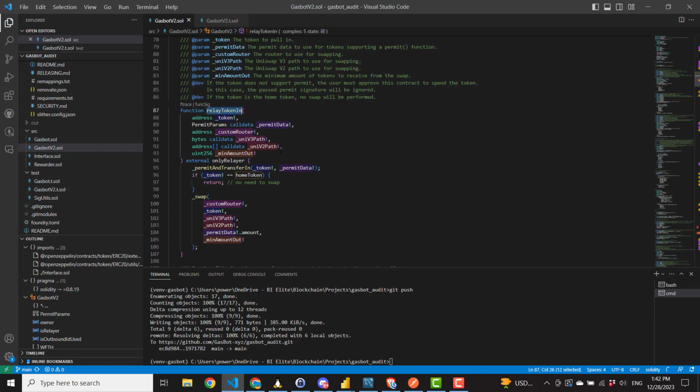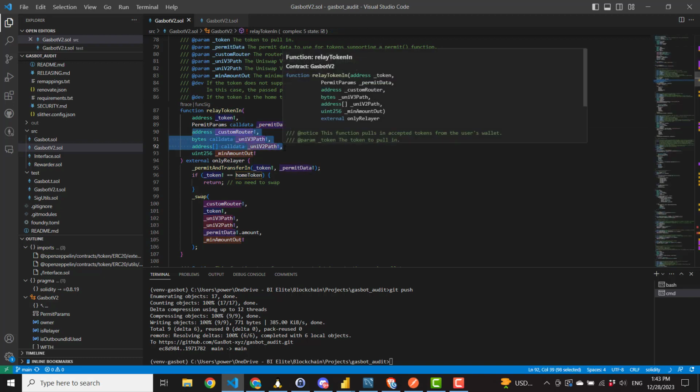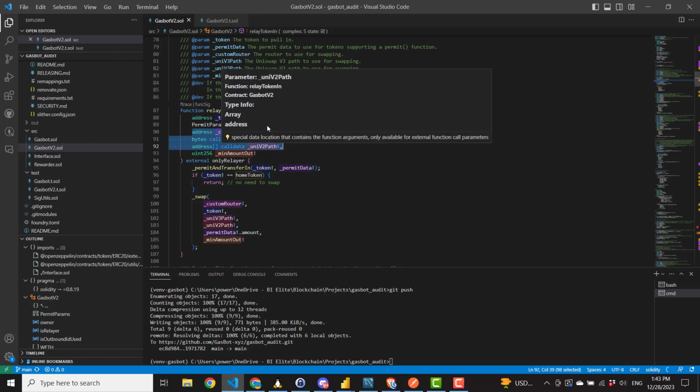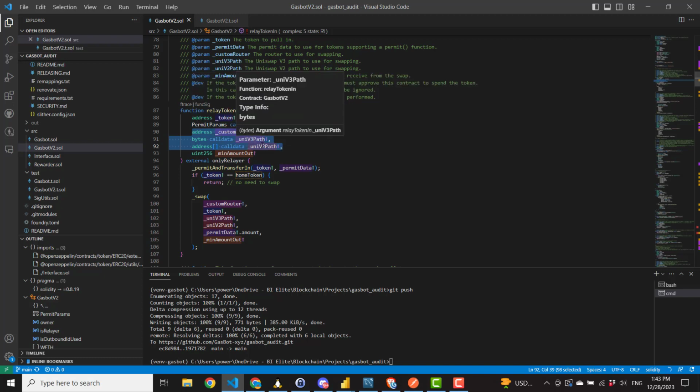These are all of the necessary parameters. What token did we relay in? That was USDC-E. We needed proper permit data in order to gain allowance to that USDC. And then we have these 3 parameters. We need Gasbot to be flexible in that when we start adding support for more tokens, we may need to use different routers because we're going to use a lot of different dexes, and those routers may be V2 or V3. So we supply custom router, custom UniV3 path, and custom UniV2 path.